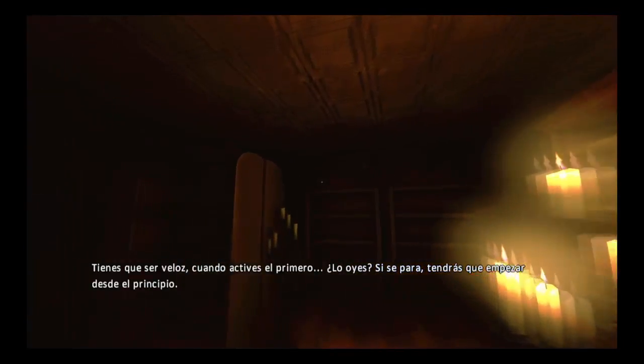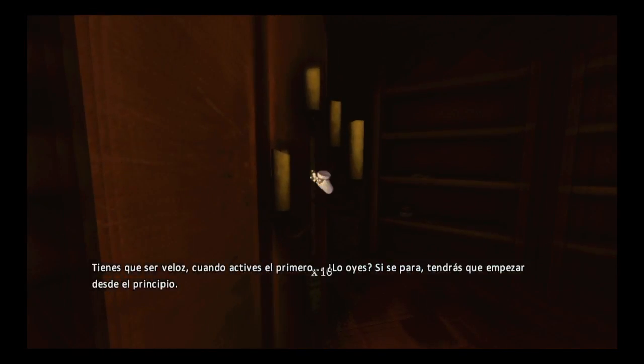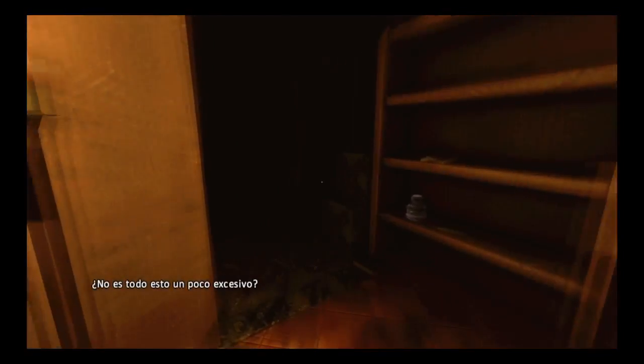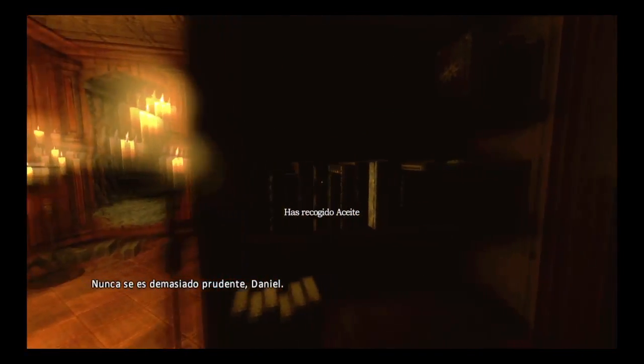You have to be swift when you activate the first one. You hear that? If it stops, you'll have to start over. Isn't all this a bit excessive? You can never be too careful, Daniel.